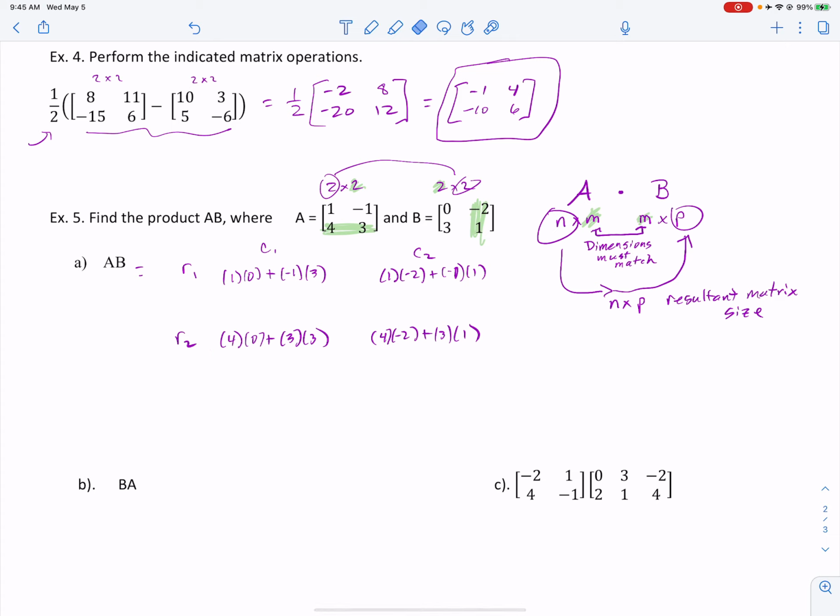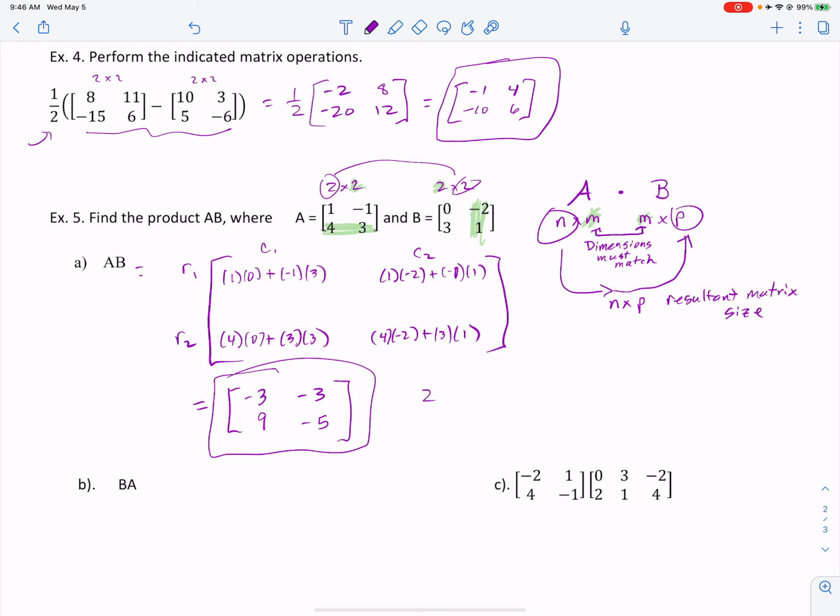And then we're just going to simplify those. I just made those brackets a little too big. So that first element, 0 plus a negative 3, is negative 3. First row, second element, negative 2 plus a negative 1 is a negative 3 again. Going to the second row, we get 0 plus 9 is 9. And then a negative 8 plus 3 is a negative 5. And that is a 2 by 2. The dimensions are 2 by 2, as we expected. And that is your resulting end product.